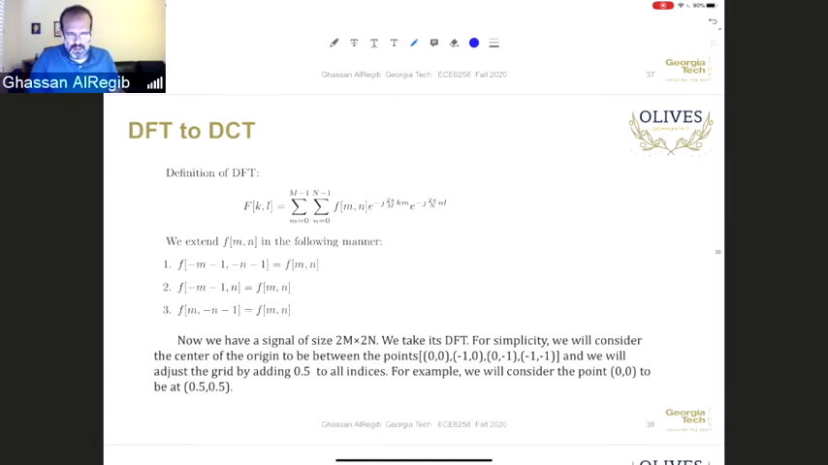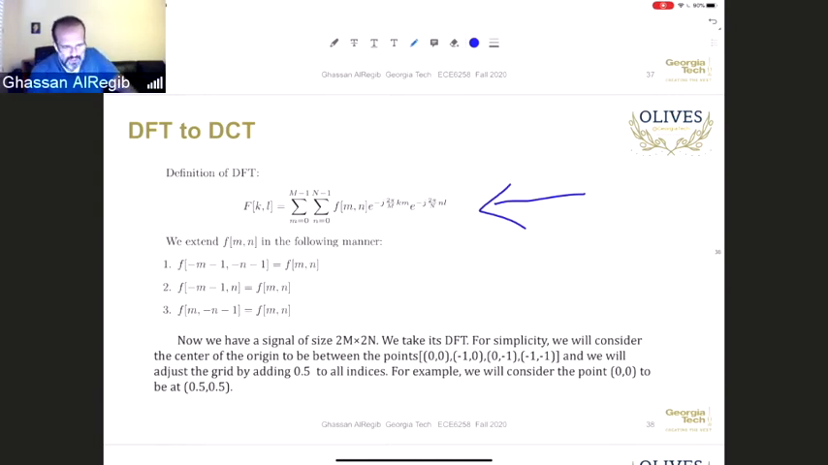So this is the definition of the standard DFT. And now what we'd like to have is an extension to our f of m and n. We'd like to have an even extension, because when we talk about DST on Thursday, we also have a different type of extension. If you have different extensions, you'll get different basis functions. So we have three different extensions for f of m and n.